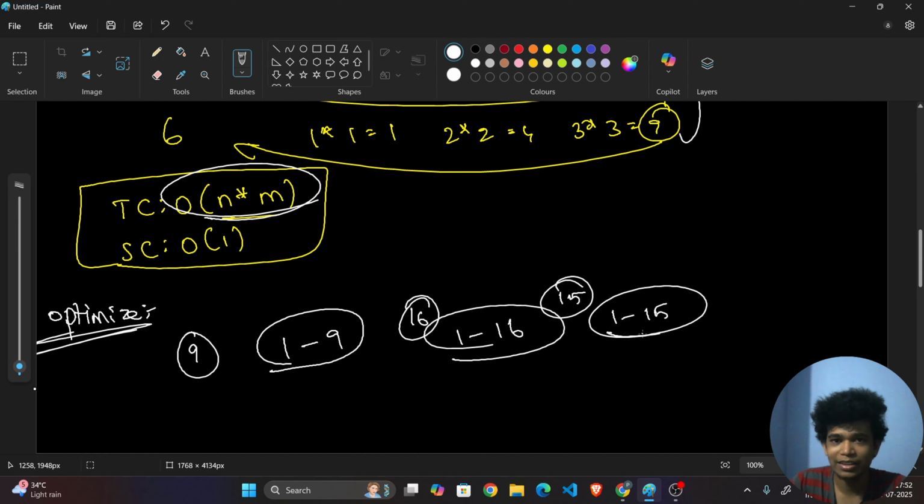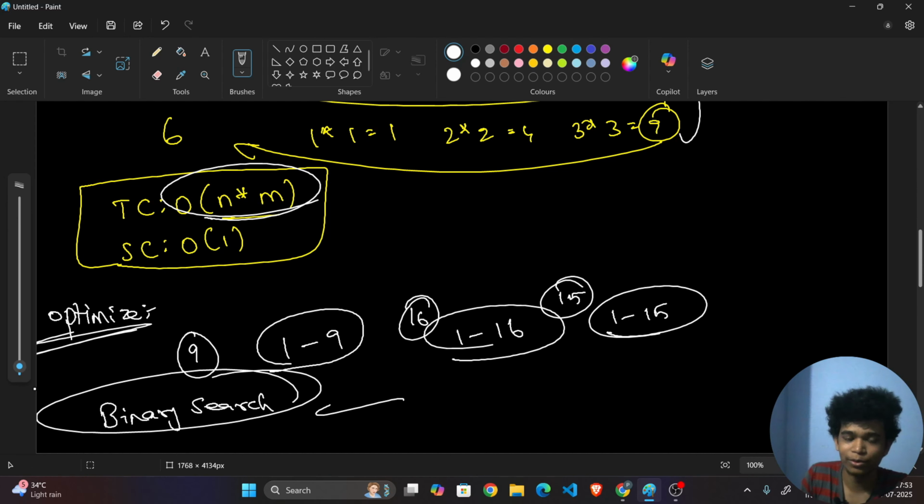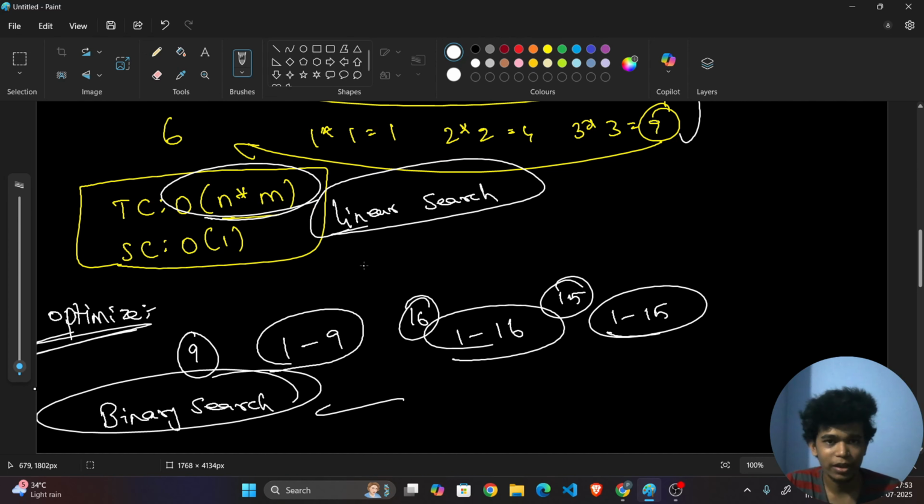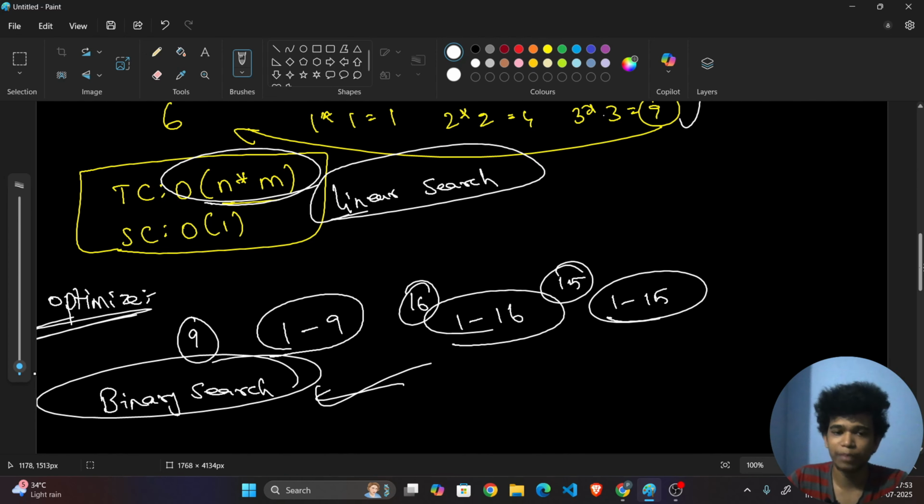Whenever there is a range and it is in ascending order, we will be going to use what? Binary search instead of linear search. What are we doing otherwise? We are just taking each and every value, squaring it and checking. Okay, it is what? Linear search. So this brute force approach is going to be my linear search approach. But now we are going to do what? Binary search. Okay, so how to do this binary search approach?